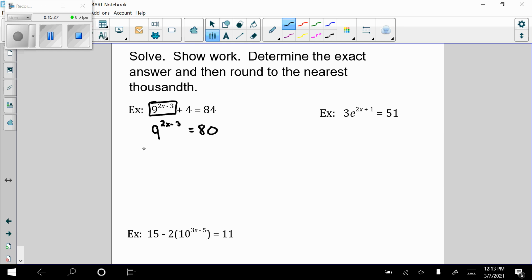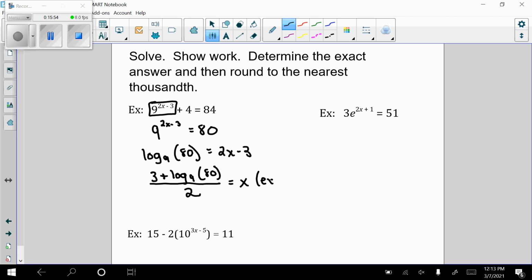I'm going to change to a log, so log base 9 of 80 equals 2x minus 3. I'm going to add 3 and divide by 2. So 3 plus log base 9 of 80 over 2, or you could multiply that by 1/2, would make more sense. There's the exact value I want to see. So then you can evaluate that on your calculator.